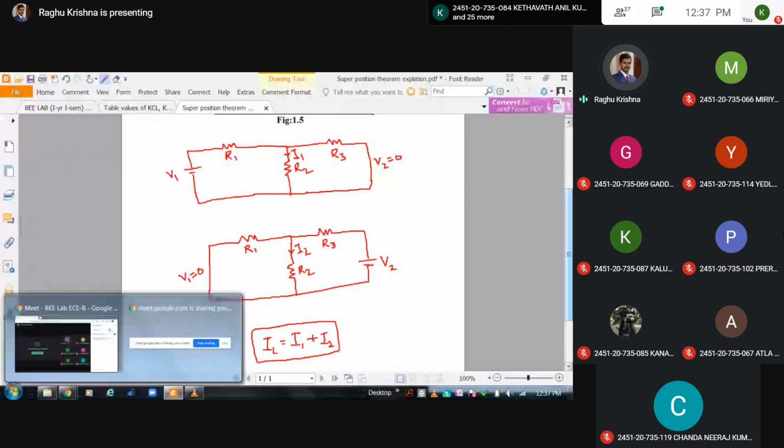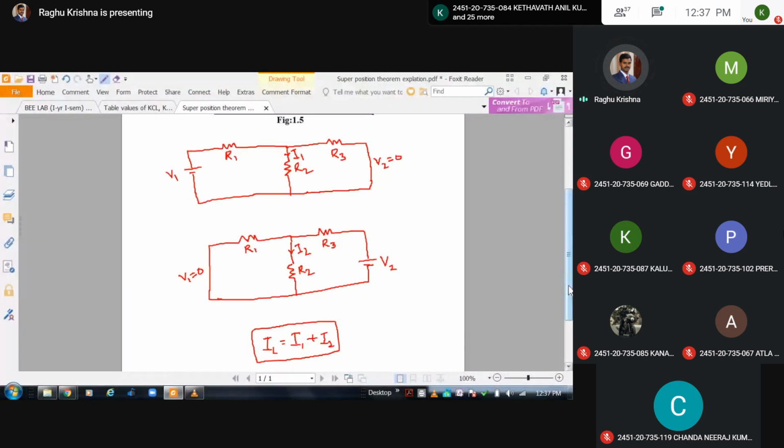This will be covered in the lab. This will be covered in the subject. In the subject, you will be having more types of models. You will be having one voltage source, one current source. Like that, you will be having a number of circuits. So in that, you can go through that.